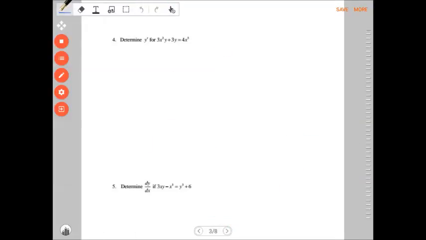All right, so number 4, let's have a look at this guy here. So determine y prime for all of this. Now, this is starting to get nasty. Look at this, 3x squared times y. Guys, that is a product, which means we have to do product rule, yay!